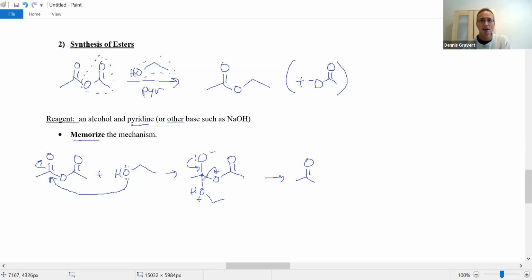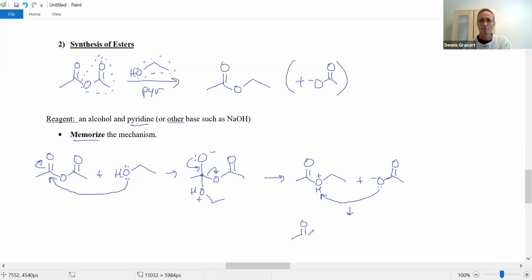And now this carbon's still connected to the alcohol. Hey, alcohol still hanging on to that hydrogen. Three bonds gives it a positive charge. And then O minus comes off with the other half of the anhydride. That's the leaving group. And now the negatively charged oxygen will react with the positively charged oxygen. And then we make our ester.